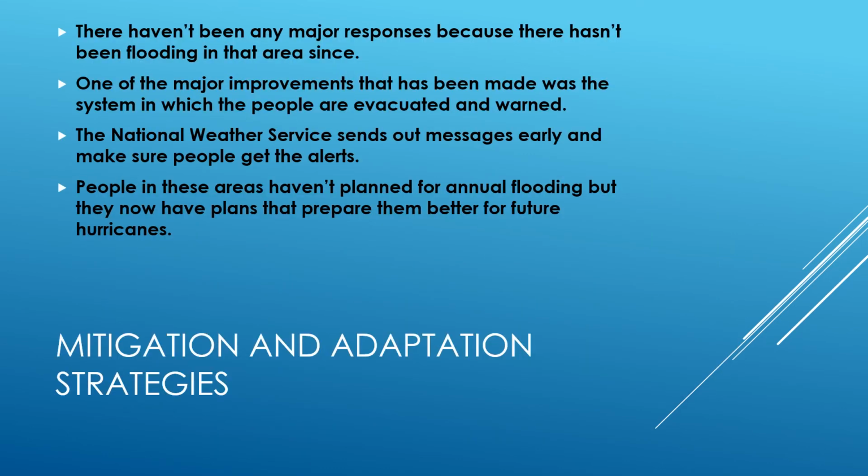Finally, I want to talk about mitigation and adaptation strategies. There haven't been any major responses because there hasn't been a major flood in that area since 2012. One of the major improvements that has been made was the system in which people were evacuated and warned. As we know, a few weeks ago we had Hurricane Florence, and our phones were going crazy from the National Weather Service saying that there would be flash floods and floods everywhere. So now people in this area have better plans that can get them out of there faster if another hurricane decides to hit.